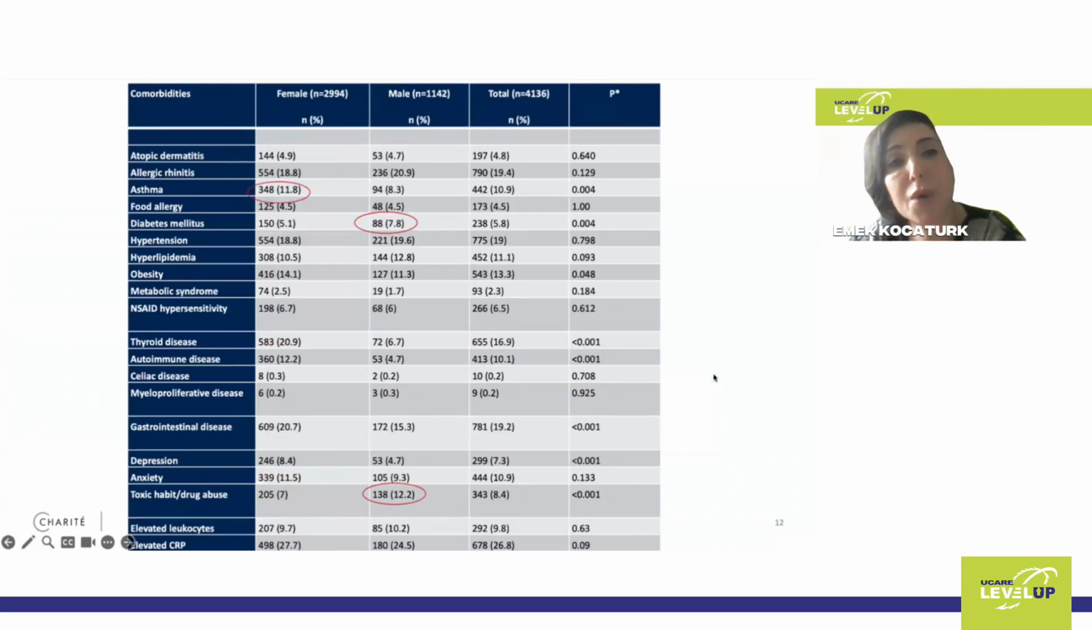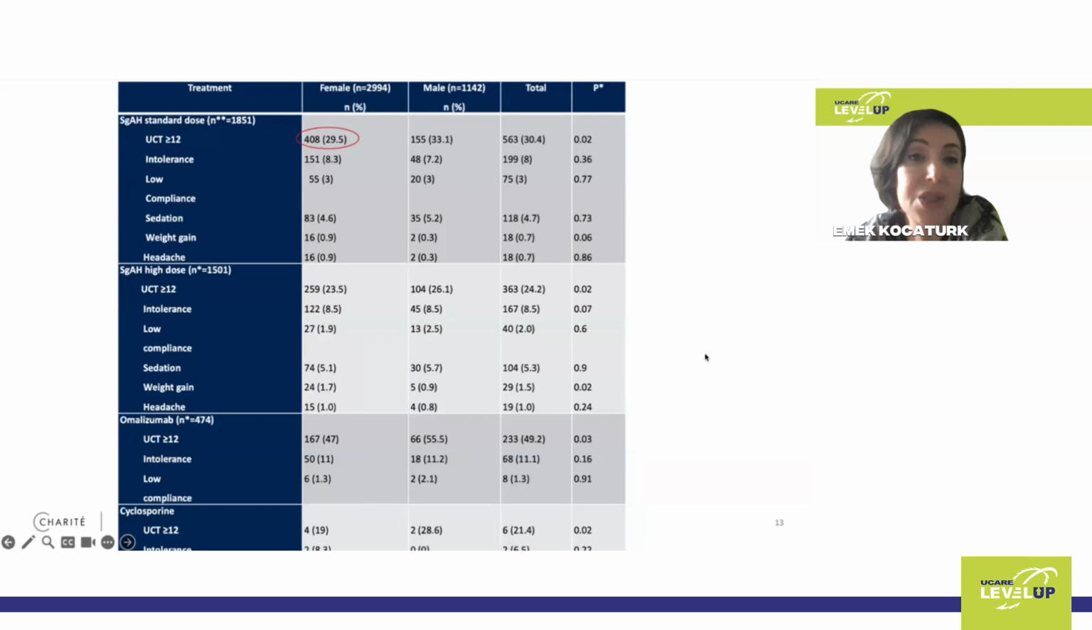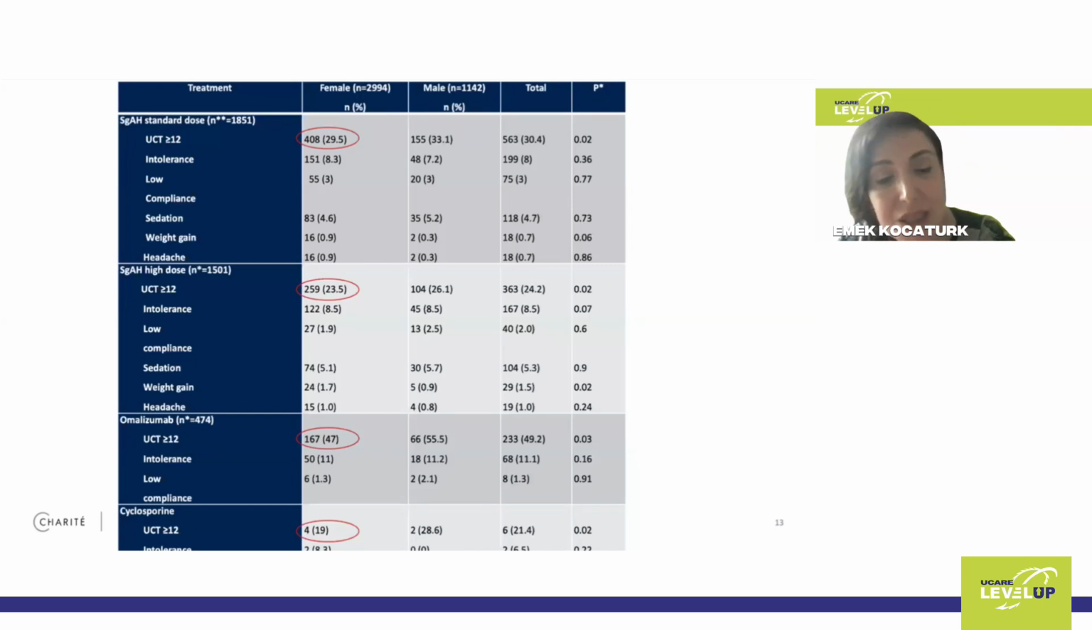And when we checked the comorbidities, female patients had more asthma, more thyroid disease, more autoimmune disease, more gastrointestinal disease, and more depression. And also, we saw that female patients were responding less to all CSU treatments: to standard dose and high dose antihistamines, to omalizumab, and even to cyclosporin treatment. So we thought that females have a more refractory disease, maybe even more type 2B autoimmune CSU compared to male patients. However, of course, we do not have a comparison of IgG autoantibodies. There is only one study that showed that female patients had more ASST positivity, but we don't have any information about antibody occurrence comparing females and males.